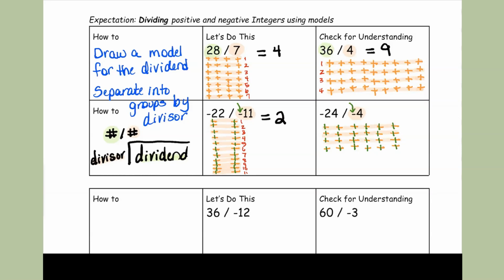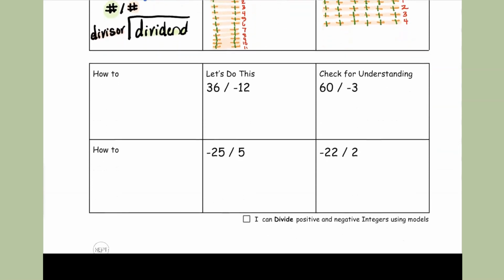1, 2, 3, 4. You see, I've highlighted 4 groups and I'm going to number those 1, 2, 3, 4. Now, how many is in each group? That answer is a positive 6. Great job. Let's continue on.